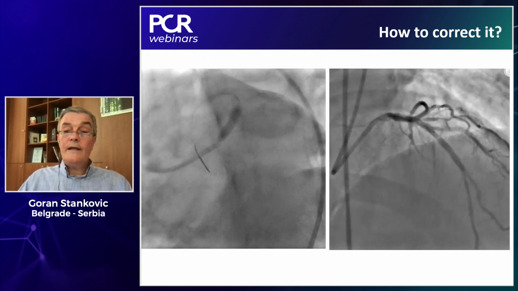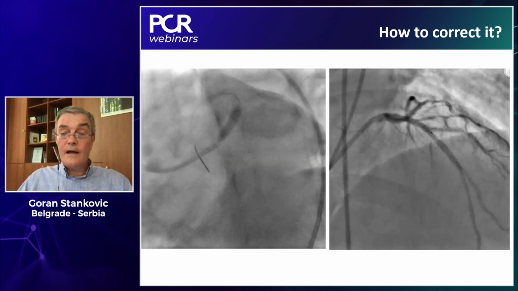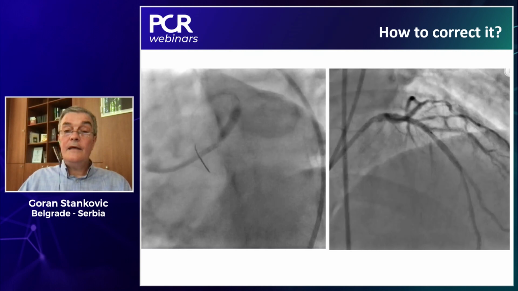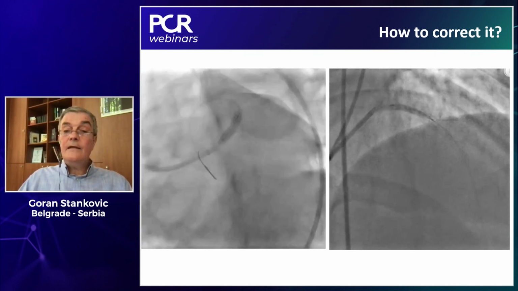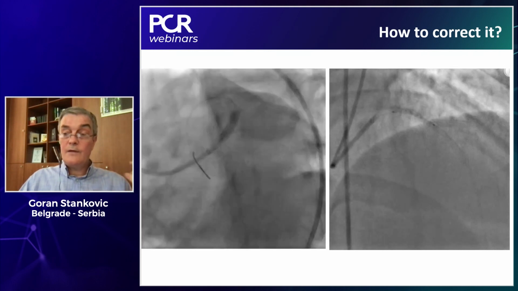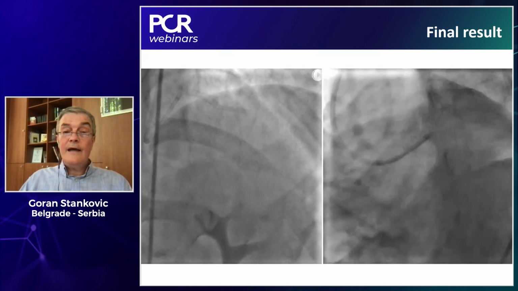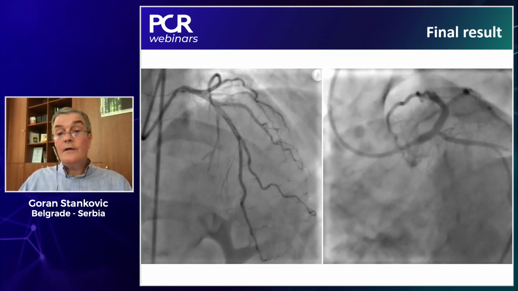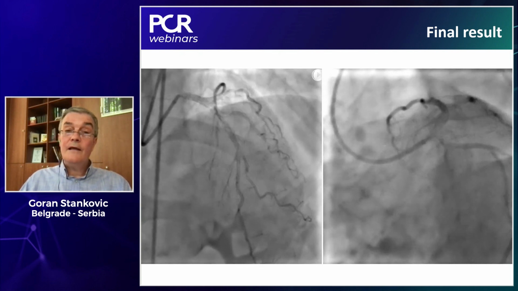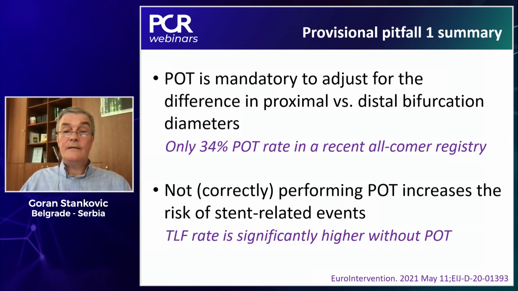So how to correct this one? First, we inflated a balloon to really fully crush the protruding part of the stent in the proximal LAD, and then we decided to use a second stent because there was also disease proximally, and you can see here kissing and the final result, which angiographically again looks nice, but you remember that angiographically also during the first procedure we had an optimal result.